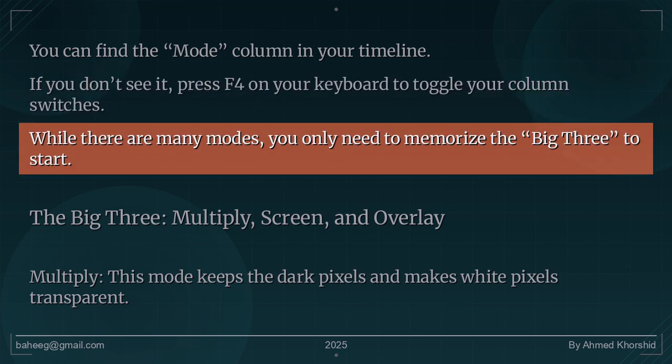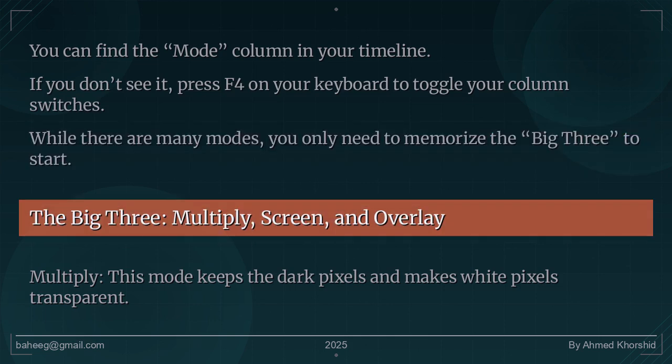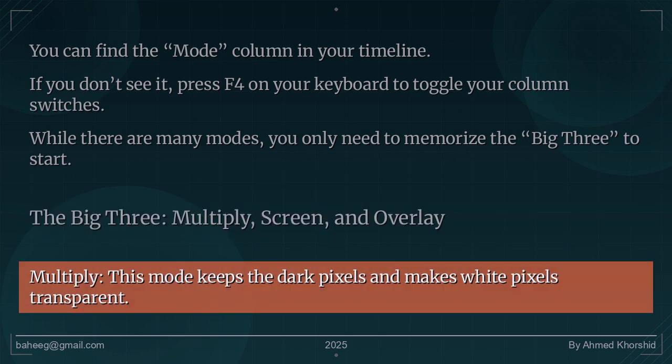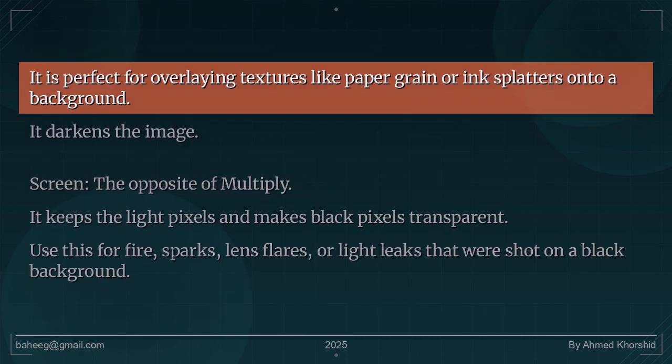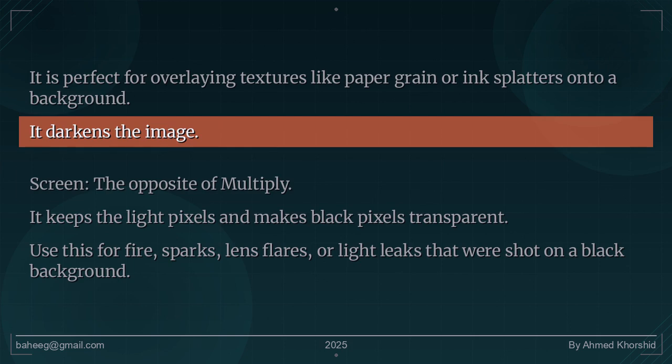While there are many modes, you only need to memorize the big 3 to start. The big 3: multiply, screen, and overlay. Multiply. This mode keeps the dark pixels and makes white pixels transparent. It is perfect for overlaying textures like paper grain or ink splatters onto a background. It darkens the image.